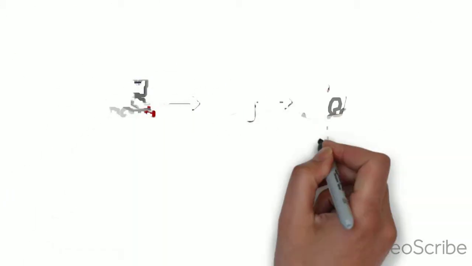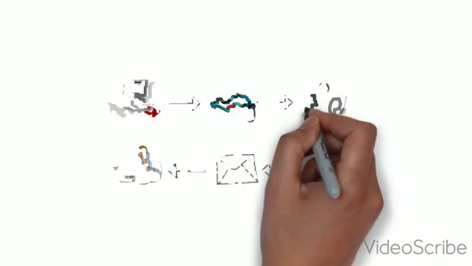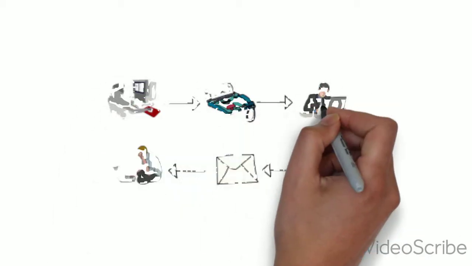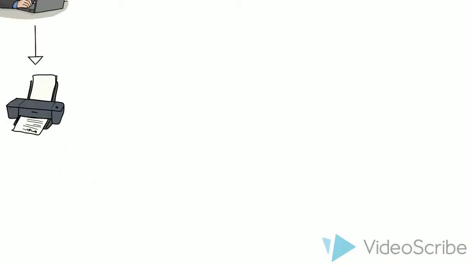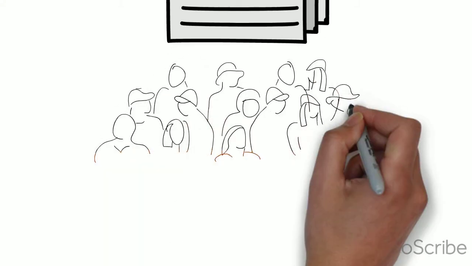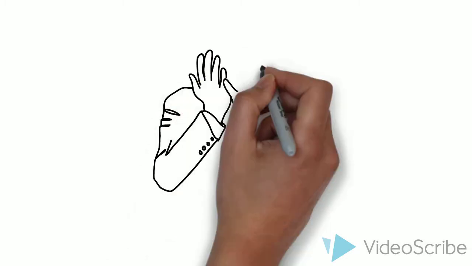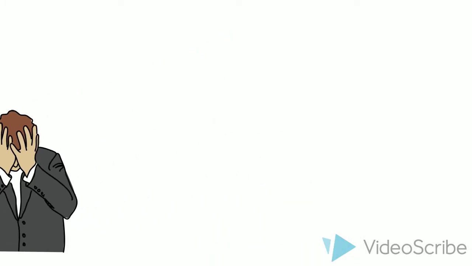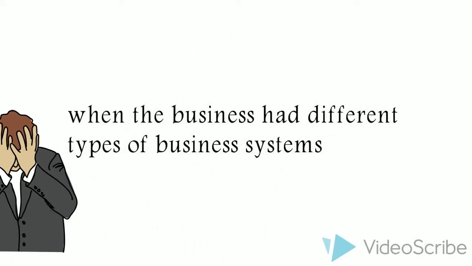Although the purchase order is started electronically, along the way it may be printed to paper and then manually typed into the receiving part of the business system. There will be a lot of paper and people involvement. It is more complicated, especially when the businesses have different types of business systems.